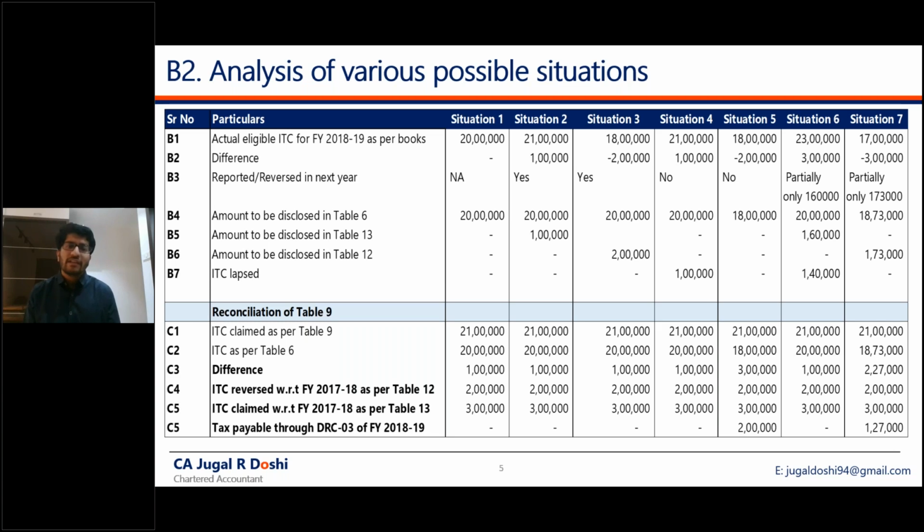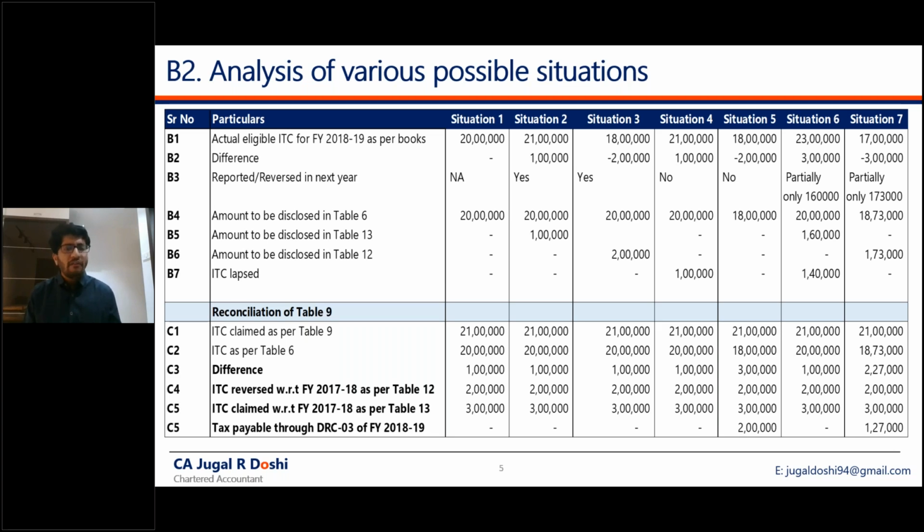Hence, I will disclose 20 lakhs in table 6. Table 13, which deals with ITC availed in next year in respect of previous year transactions, that is ITC availed in FY 19-20 in respect of 18-19 transactions, will be nil, and table 12, which deals with ITC reversed in FY 19-20 in respect of FY 18-19 transactions, will also be nil, and there is no ITC which is lapsed.